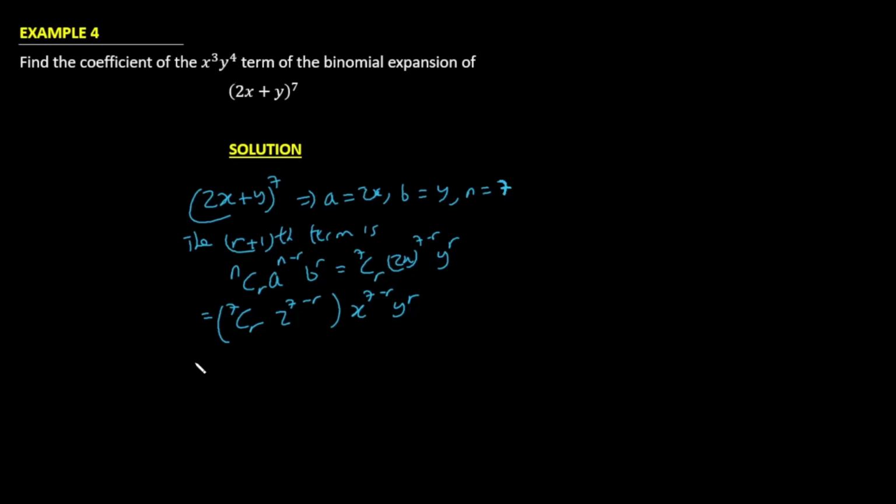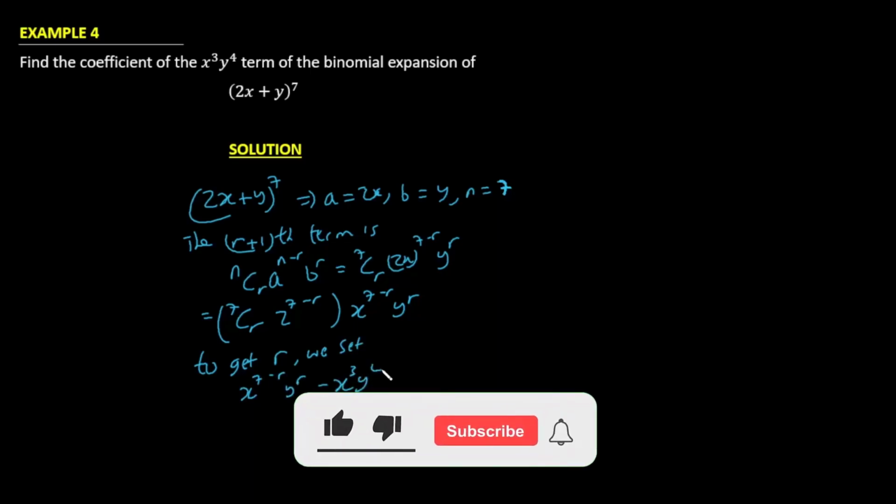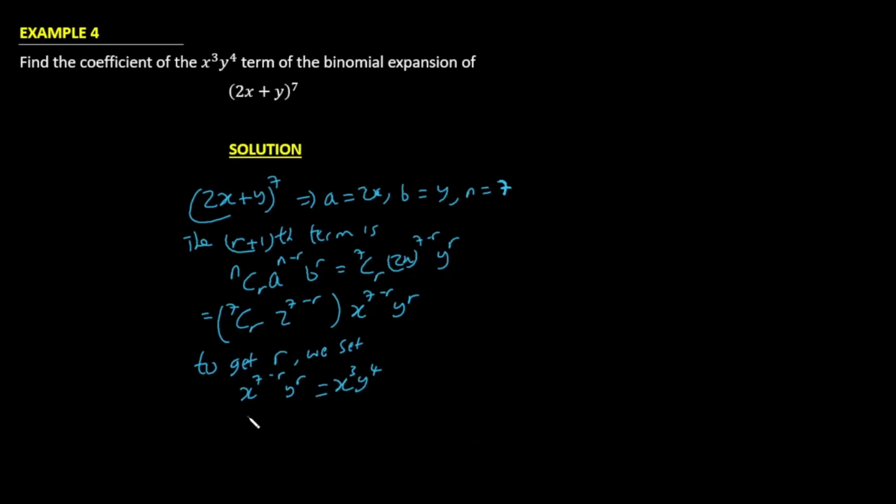To do that, to get r, we set x to the power of 7 minus r, y to the power of r equal to x to the power of 3, y to the power of 4. So we can equate any of the powers. Either we say r is 4 or 7 minus r is 3. We still get 4. So it means r is going to be 4.